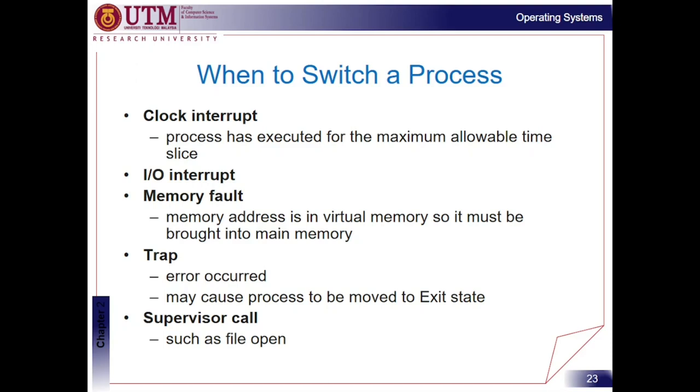A fifth situation is when a supervisor call occurs. This means that the process has requested some service from the operating system, such as opening a file or creating a new process. The operating system can then perform the service for the process and switch to another process while waiting for the service to be completed.